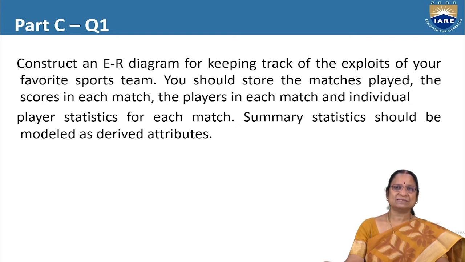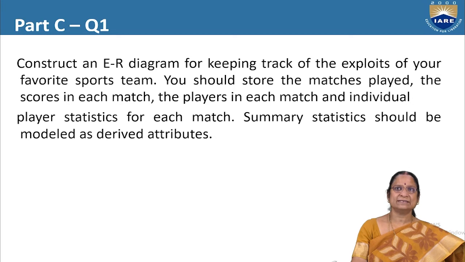The first question of part C is: construct an ER diagram keeping track of the exploits of your favorite sports team, any sport you can take. You should store the matches played and the score in each match, the players in each match, and individual player statistics for each match. Summary of the statistics should be modeled as derived attributes, that is, how much is the total score and what is the score of each individual. All those things are going to be derived attributes.